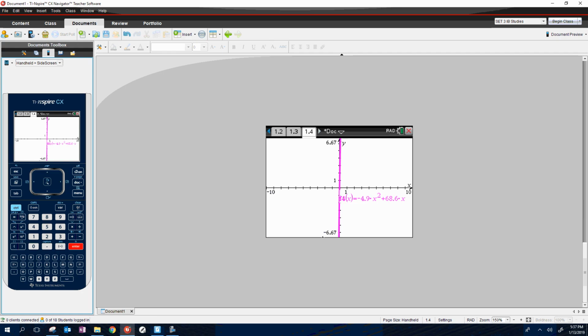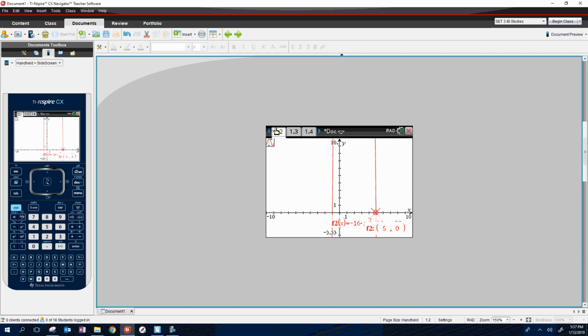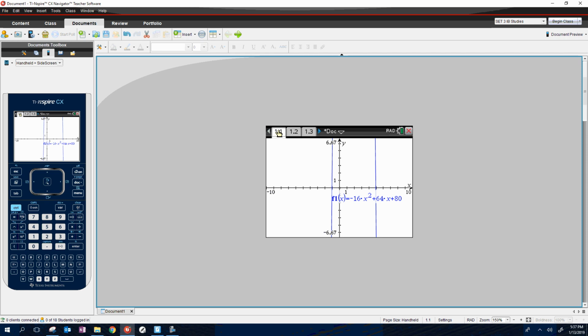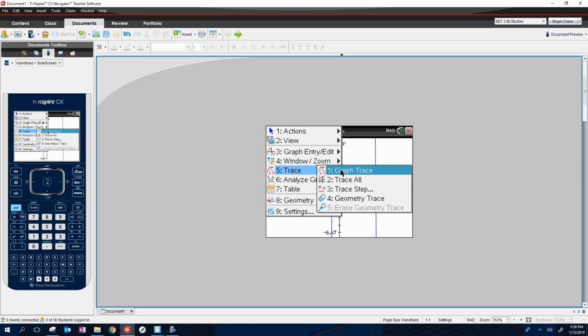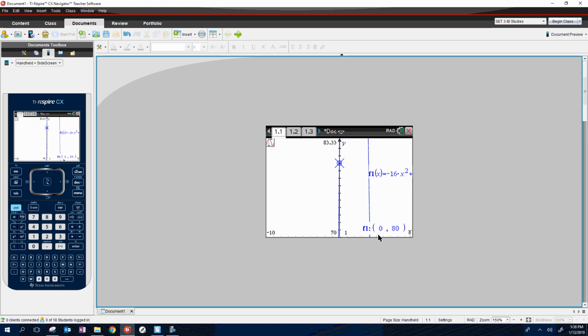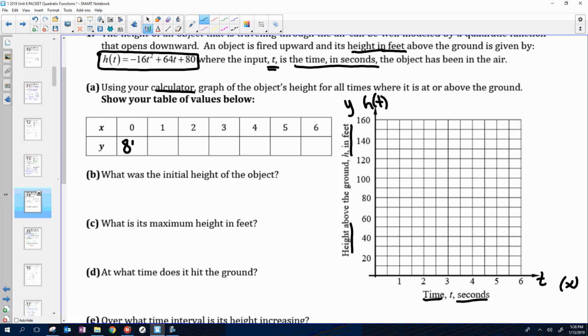Let me go back to page 1 because that's where it is. There we go. So I just entered the equation, and this is the original picture that I got. I'm going to use menu, trace, and see all the wonderful stuff that I find by using trace. The very first point it gives me is 0, 80. So looking at my table of values, 80 goes here. On my graph, 0, 80 is my first point.